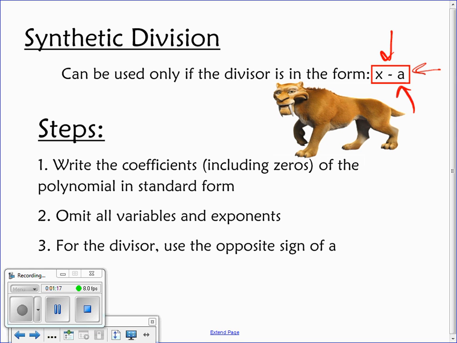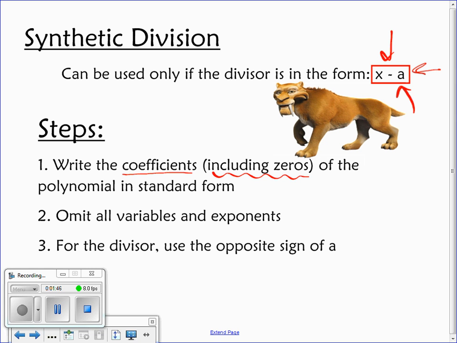Okay? So you're going to write the coefficients. What's a coefficient? The number in front of your variables. So you're just going to write the coefficients, including zeros, meaning if it went x to the fourth, x cubed, x, and missed the x squared, you'll have to put a 0 in for that. If you forget your zeros, it's wrong. That's probably the only downside to this. So you have to make sure you're watching for missing zeros.